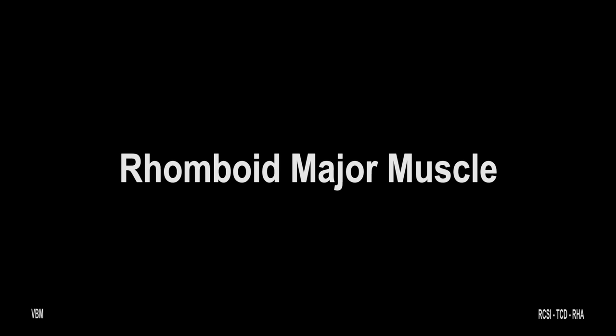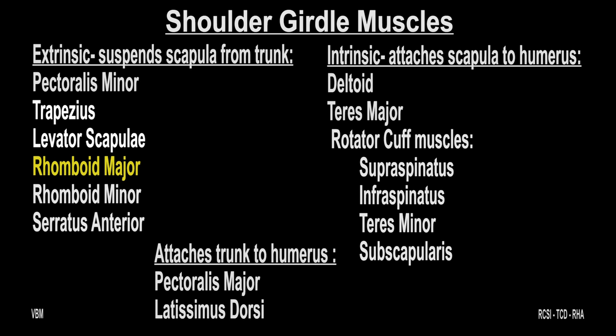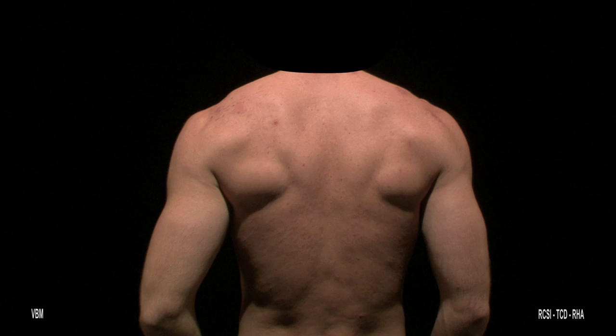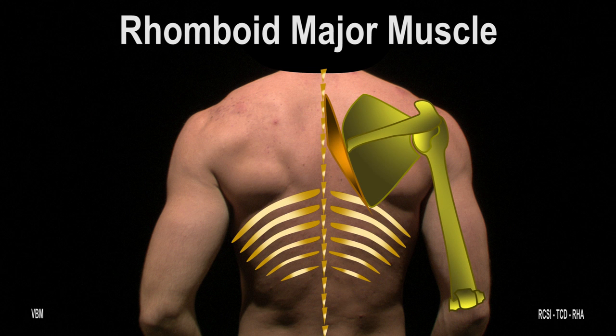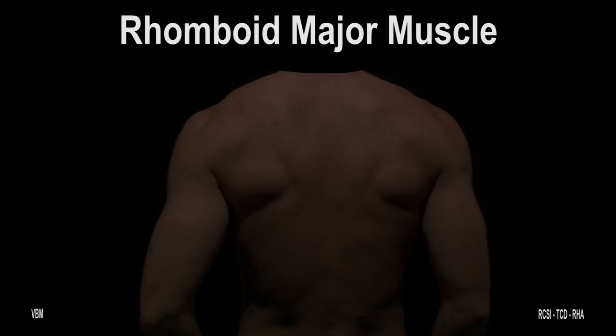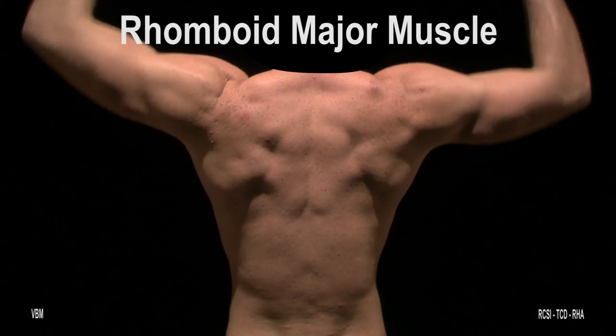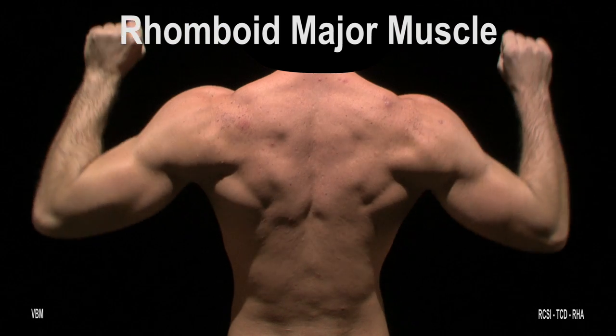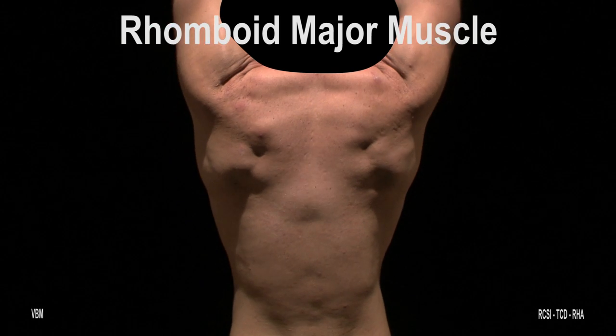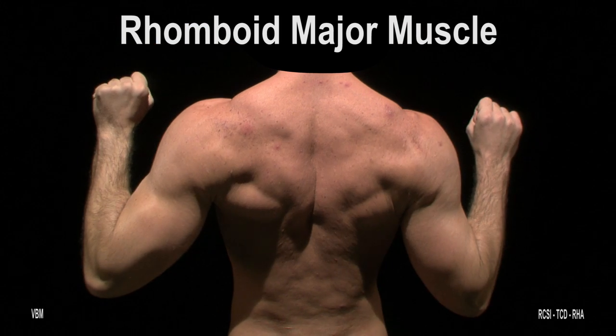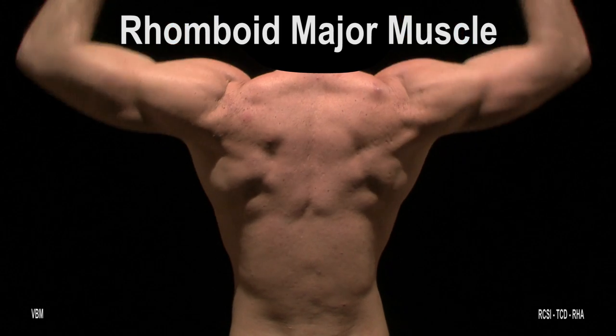Rhomboid major muscle. The rhomboid major muscle suspends the scapula from the trunk. The rhomboid major muscle arises from the spine of T2 to T5 and the supraspinous ligaments. It inserts to the lower half of the posteromedial border of the scapula. The rhomboid major muscle retracts the scapula and rotates the scapula to the rest position. The dorsal scapular nerve innervates the rhomboid major muscle.